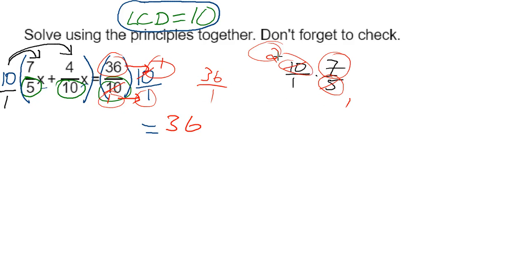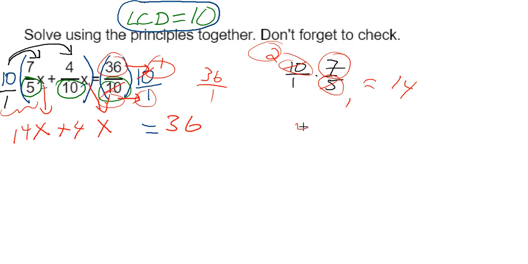10 divided by 5 gives me 2. 2 times 7 is going to give me 14. All right, and so this will become 14 right here. So this part here becomes 14, and then the x just gets copied down. Right. Plus, we'll do the same thing here. 10 divided by 10 gives me 1. 1 times 4 is going to give me 4. So again, divide by the bottom number, multiply by the top number. 10 divided by 10 is 1, times 4 gives me 4, and then the x gets copied down.